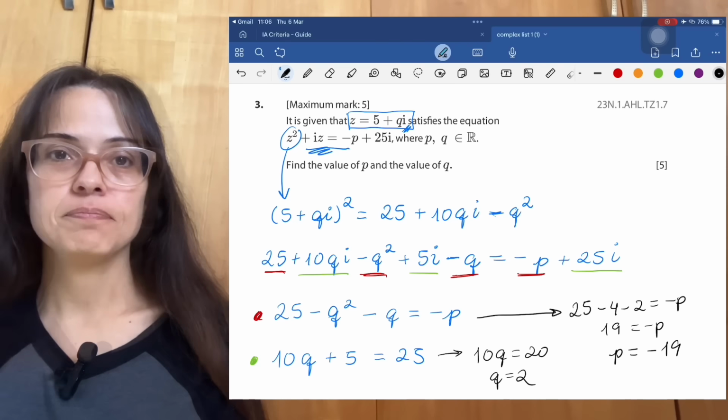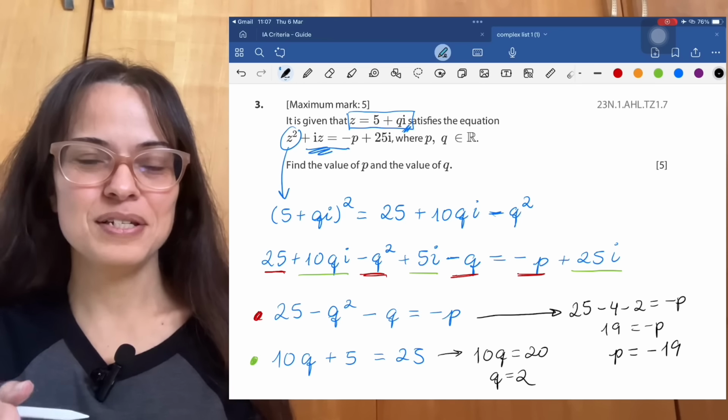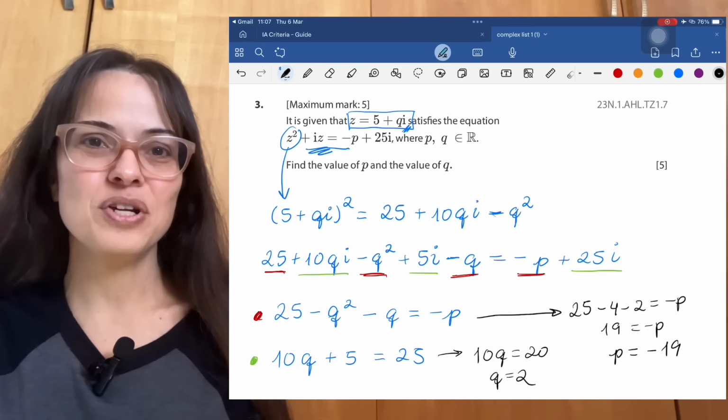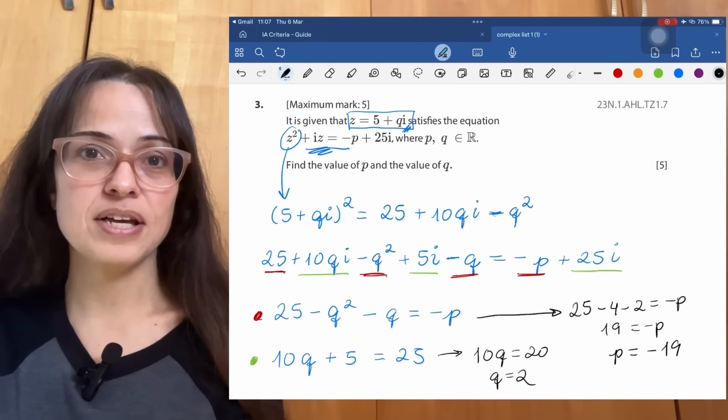Please don't forget this technique. Take it with you. One equation in complex numbers becomes two equations in real numbers. And systems of equations become easier to solve when one of the equations only has one of the variables, which, lucky for us, was the case here.